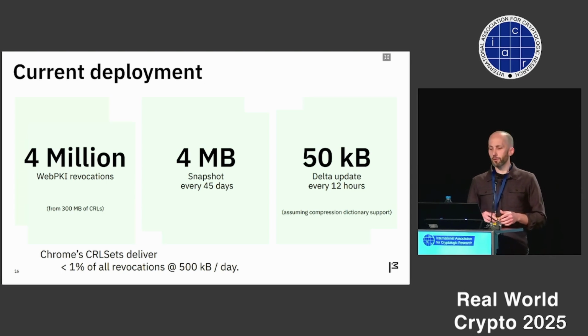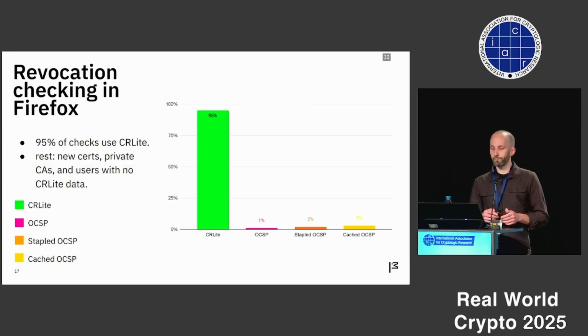You can compare that with Chrome's CRL sets. They publish essentially all key compromise revocations as issuer serial pairs for about 500 kilobytes once a day. Okay, so we're publishing more than 100 times as many certificates at half the latency for a third the cost.